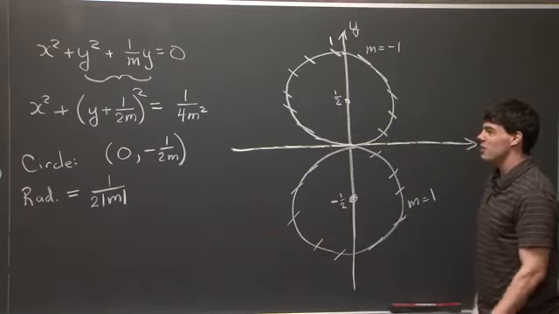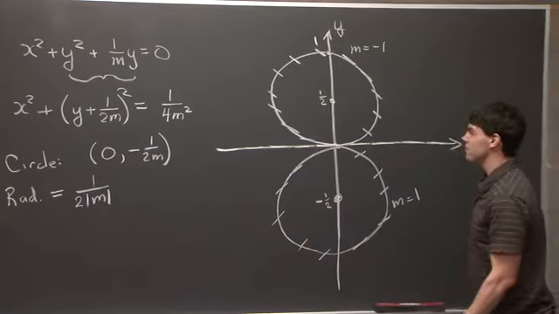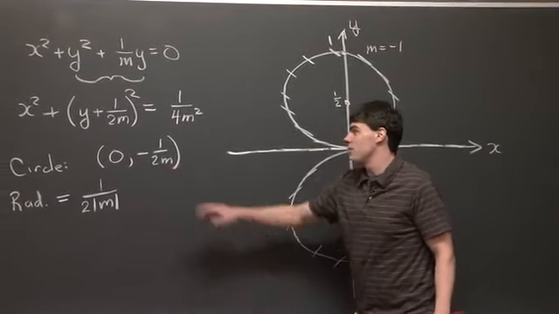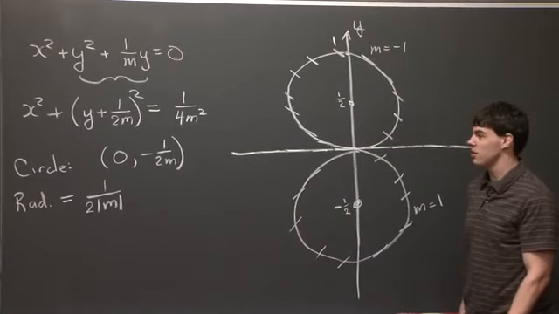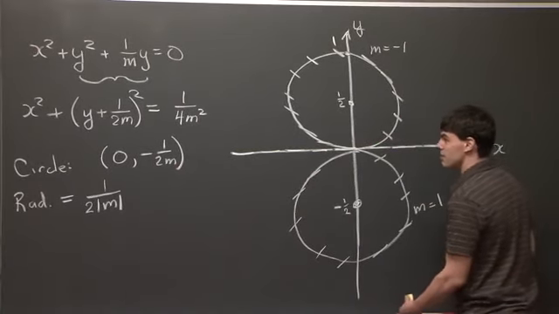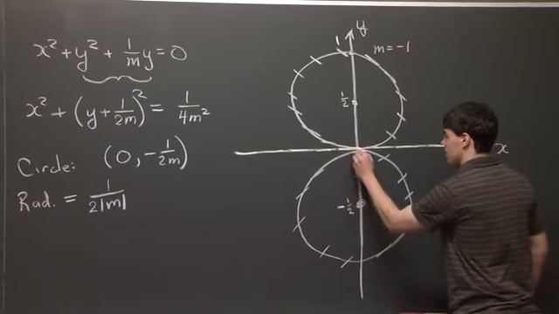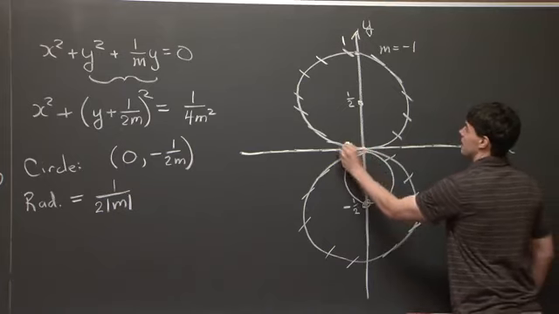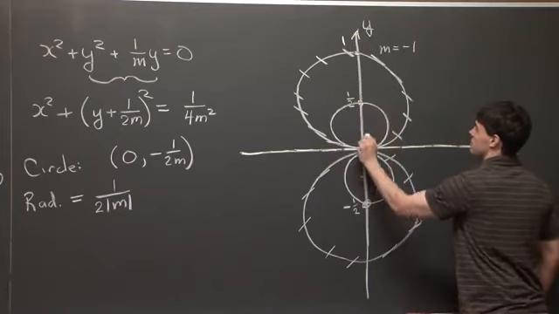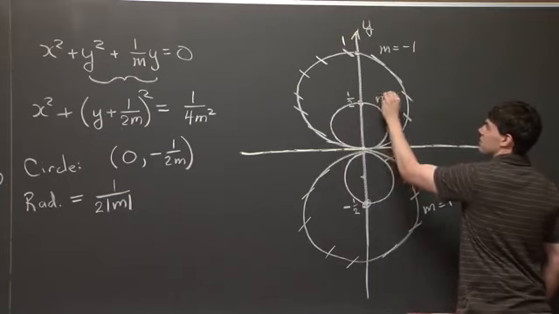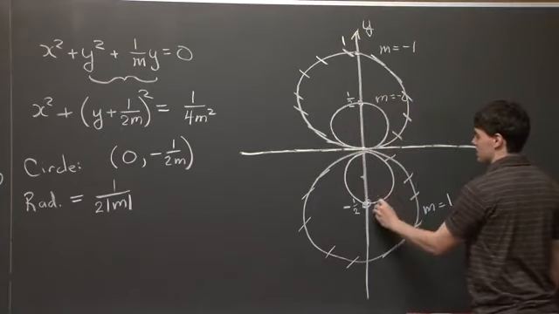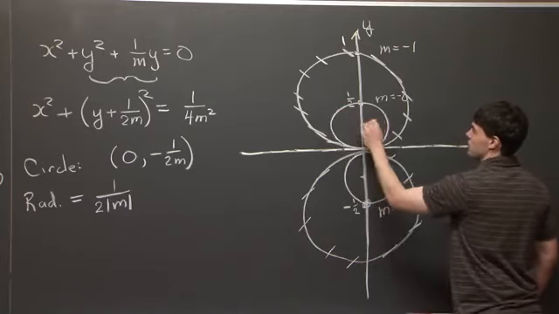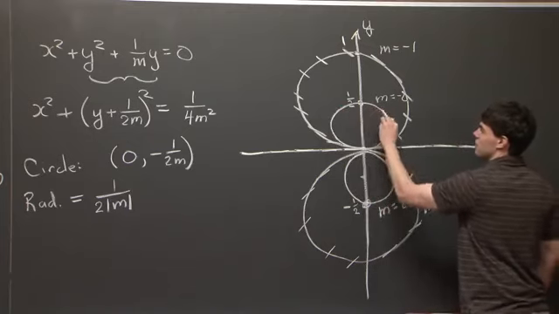Okay, and now we can pick some other values of m. So for example, m is equal to 2. If m is equal to 2, then we have a circle which is centered at -1/4 and radius 1/4. So it might look something like this. And m is equal to -2 might look something like this. So this is m is equal to -2. This is m is equal to 2. And the slope on this curve is going to be steeper. It's going to be -2.